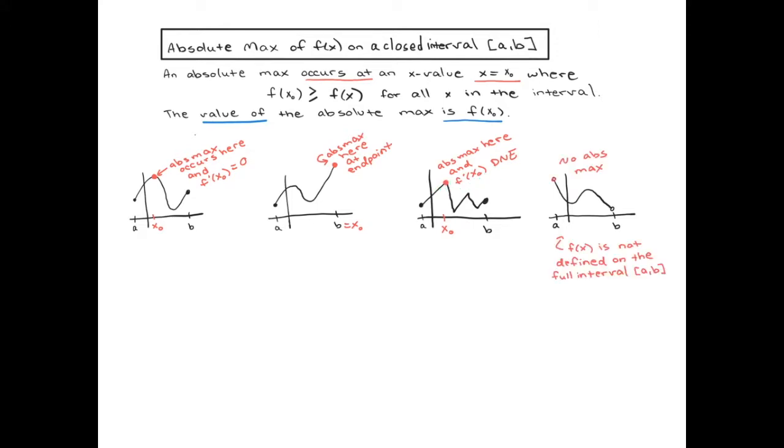Let's just take a look at this final picture. Here, because the endpoints are not included, there is no absolute max because the height of the function keeps going up and up, but it never actually hits the value up here because this is an open circle. Because f of x is not actually defined on the full interval from a to b with a and b included, we have no absolute maximum in that picture.